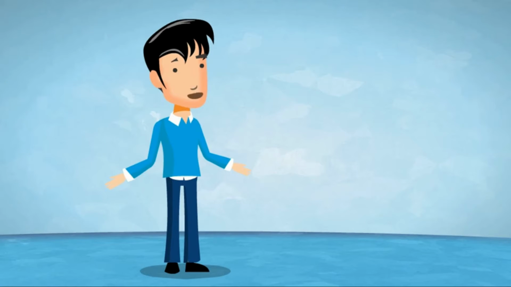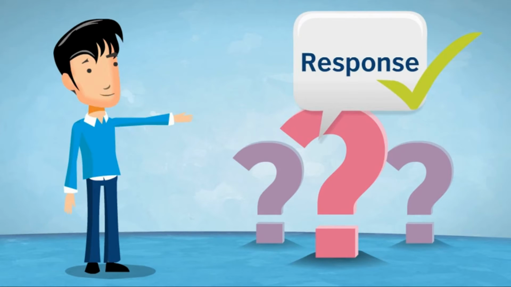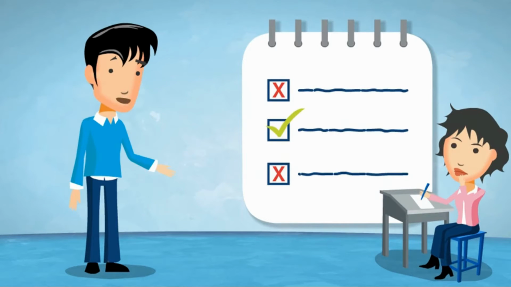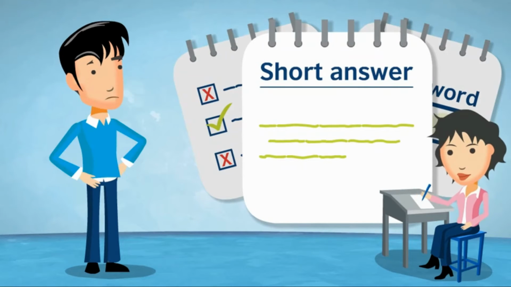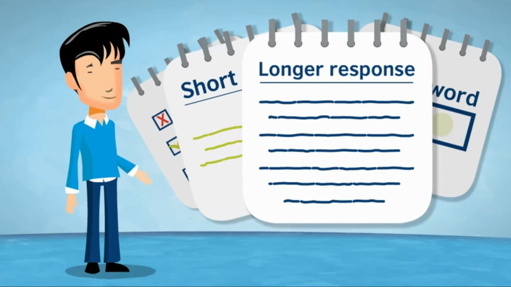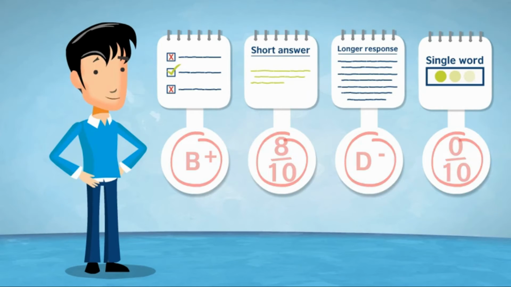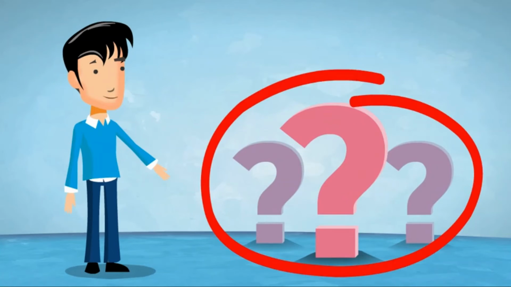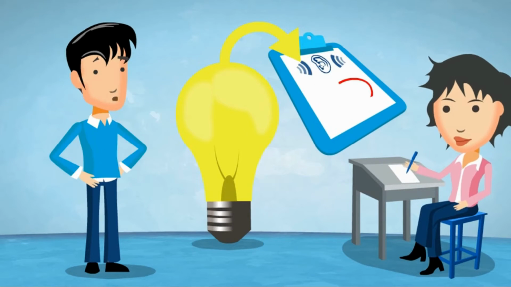Test takers might be asked to answer questions, either by choosing the best response from a number of responses, as in multiple choice tests, or in writing, either with a single word or short answer, or by writing a longer response. Of course, in the end, all these tasks have to be given marks or scores. So, it's important to decide beforehand how questions are going to be marked, and to make sure the test takers understand how their tests will be scored.